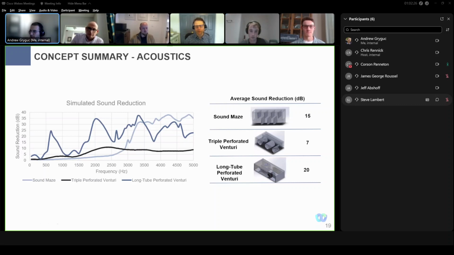All right, that makes a lot more sense. Sorry, I think I confused them because the colors weren't coming through on the presentation, but that explanation helped. Thanks. Okay, awesome. So the long tube perforated venturi is powered, it's got a fan in it, but the other two are passive. Is that true? Yeah, I'm glad you brought that up.